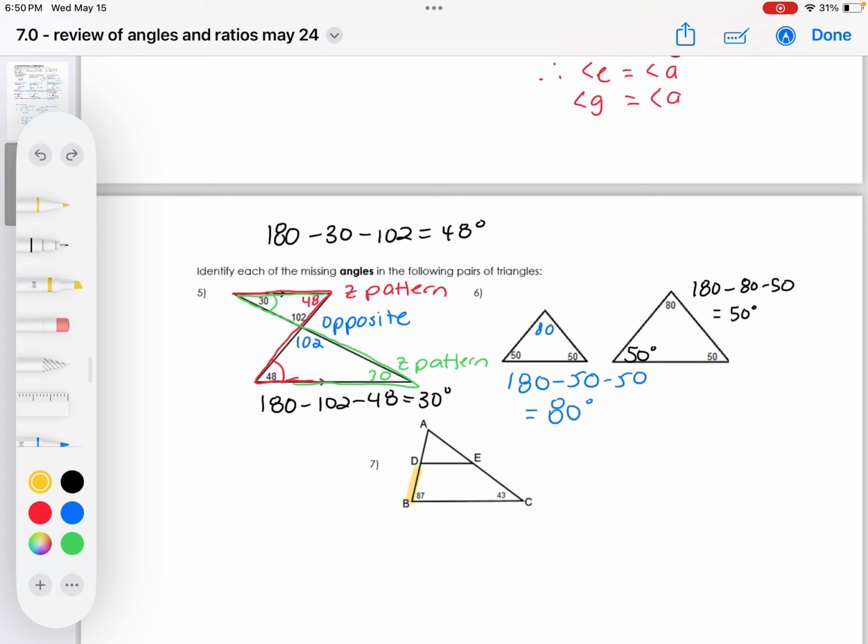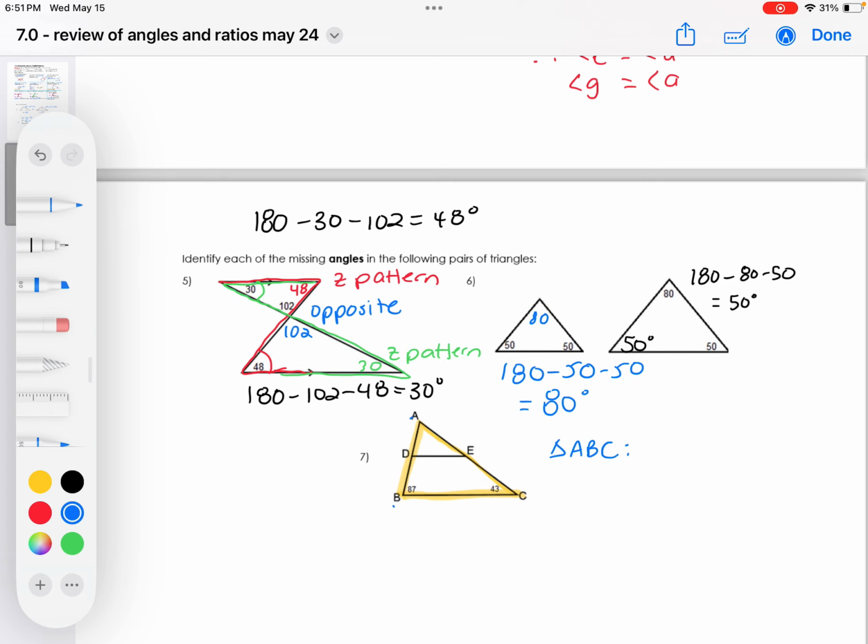Actually, sorry, I'm going to use a highlighter. This big triangle, I'm going to ignore line DE for a second. So in this big triangle, I'm going to call that triangle ABC. Okay, we usually go in alphabetical order. The reason I chose that triangle is because in the big triangle, if we ignore the line DE, then we have 87 is the bottom left, angle B, and then 43 is on the bottom right, or angle C. So then you can use the interior angle property and find what angle A is. Okay, so let's do that.